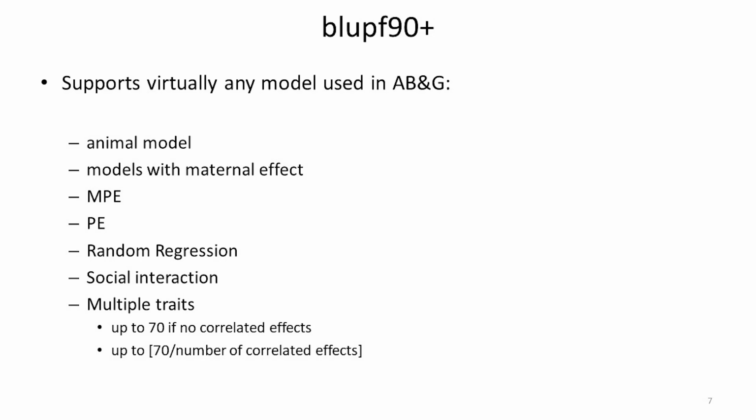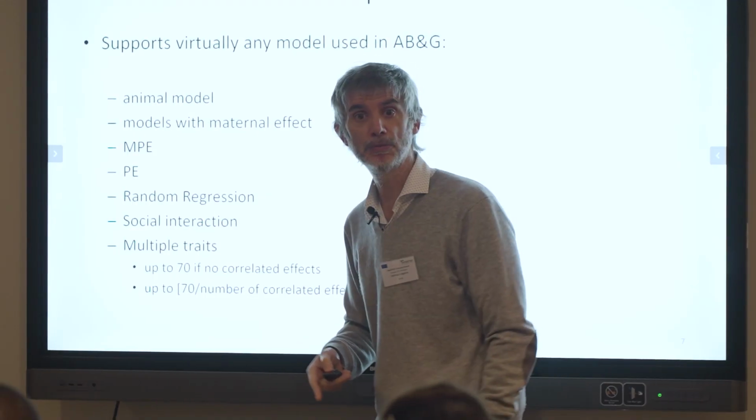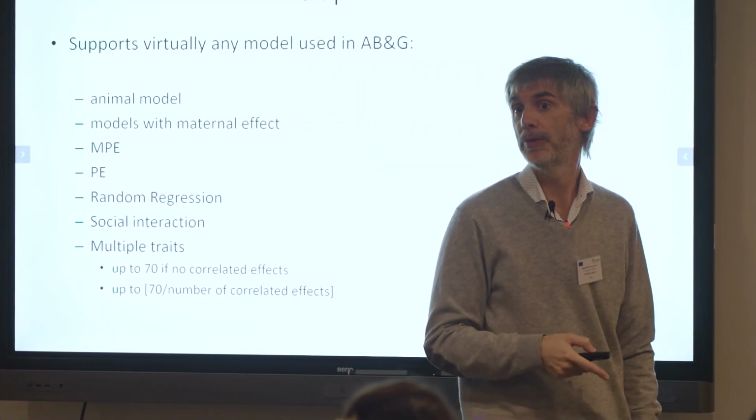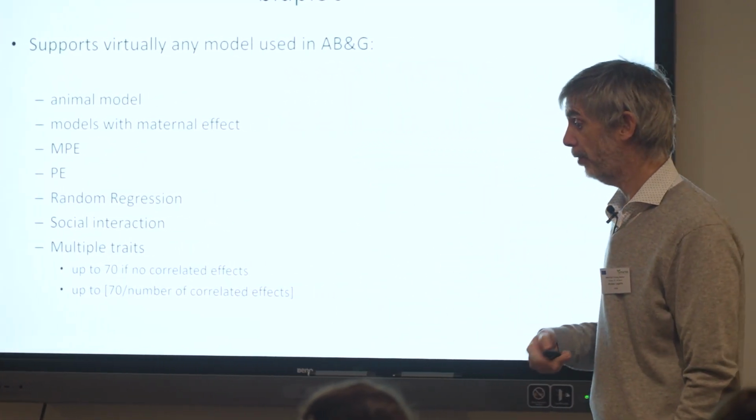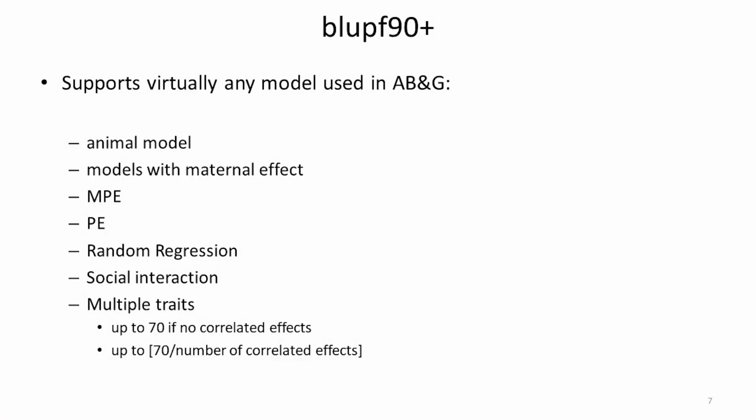over the years we added lots of extensions. So from the beginning it runs animal models, maternal effects, and random regression, and this is permanent environment. This is maternal permanent environment for people that work with, for instance, growth. Early growth is usually considered to be affected by the individual, but also by the mother of the individual in ruminants because the mother gives the milk.